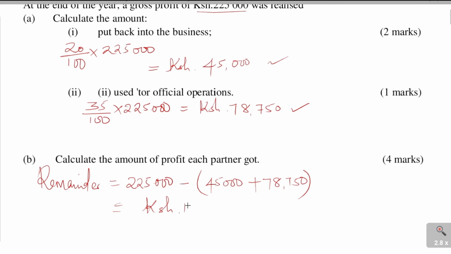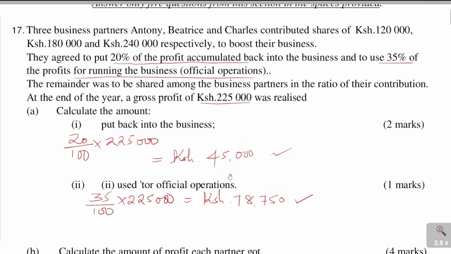So this will give 101,250. So this is the amount to be shared, and is supposed to be shared in the ratio of their contribution. So we need to get the ratio of the contribution from the first statement here. They contributed Anthony 120,000, then Beatrice 108,000, and Charles 240,000.